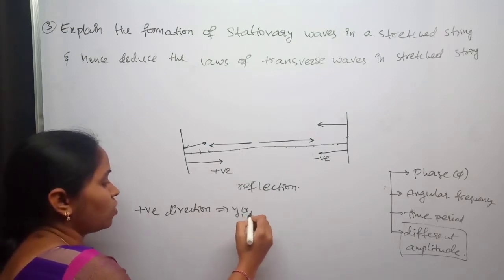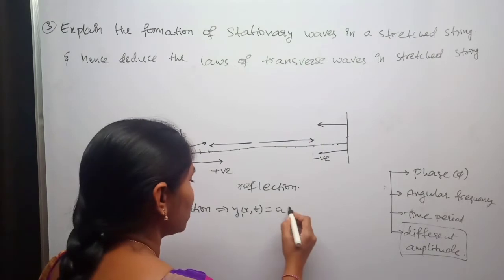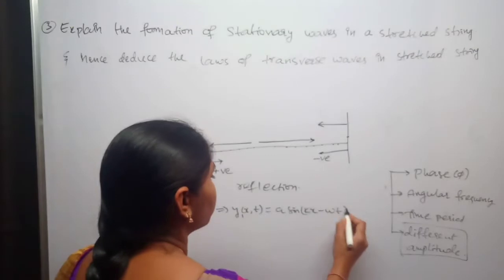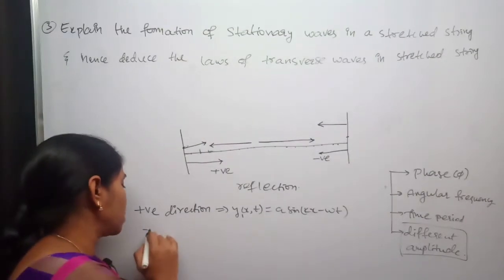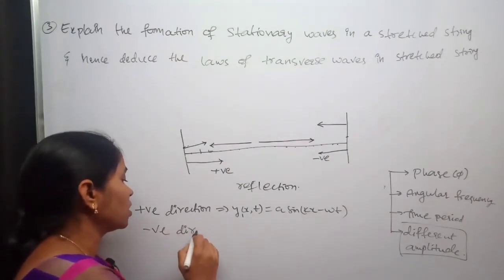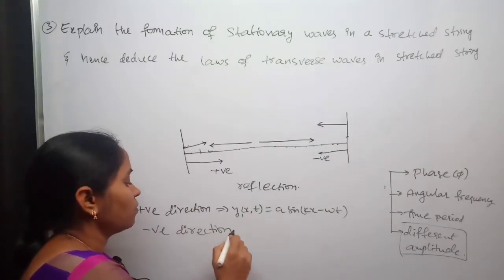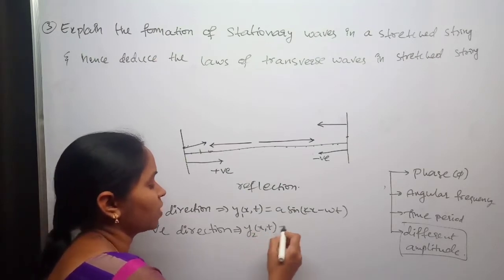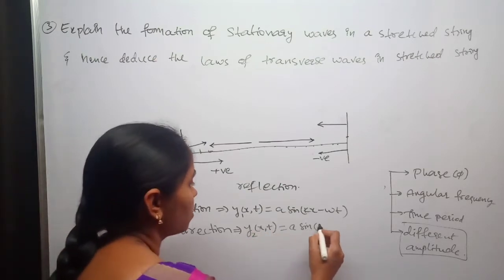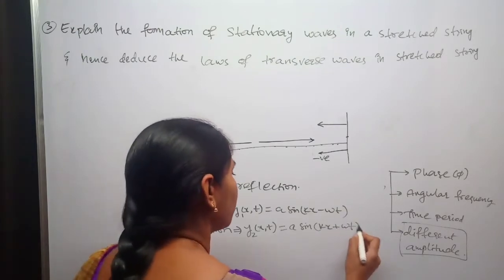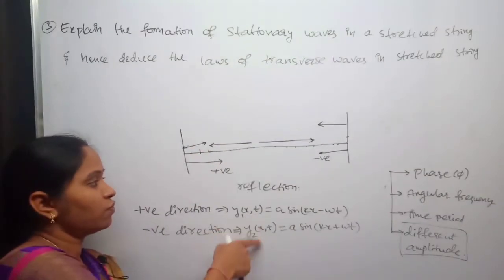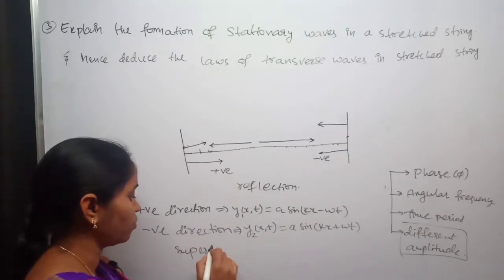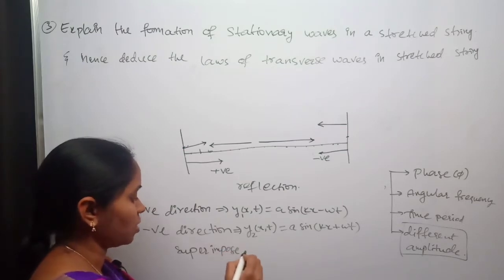the wave which is traveling along the positive direction will have the displacement relation y1(x,t) = a sin(kx − ωt). And the wave which is traveling along the negative x-axis will have the displacement relation y2(x,t) = a sin(kx + ωt). These two waves will superimpose to form a stationary wave.